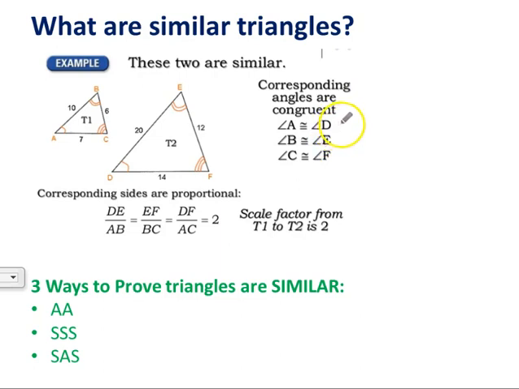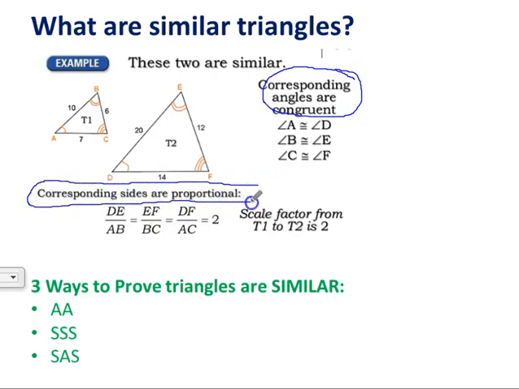All right, so what are similar triangles? So again, we learned that any similar figure, whether it's a triangle or some type of quadrilateral or any number of sided figure, the corresponding angles are always going to be congruent and the corresponding sides are always going to be proportional. So we learned that last week. So there's only 3 ways to prove that triangles are similar.